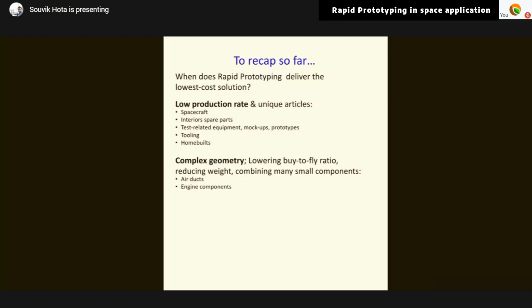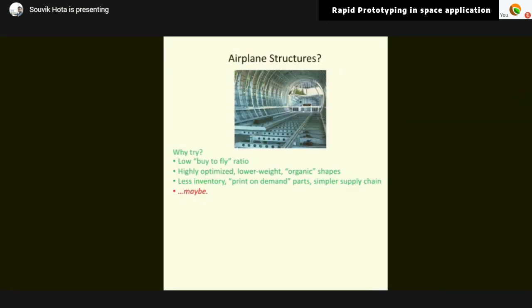Now, lowering the buy-to-fly ratio. If we consider this buy-to-fly ratio, I have to elaborate further. What is it actually? Before going to the buy-to-fly ratio, we have to consider why we can't just make the whole structure of the aircraft with the help of this rapid prototyping technique. Because it is highly optimized, low weight, and has less inventory cost, it can be made. And as it has a low buy-to-fly ratio, it is very convenient to use. So this is the description for buy-to-fly ratio.